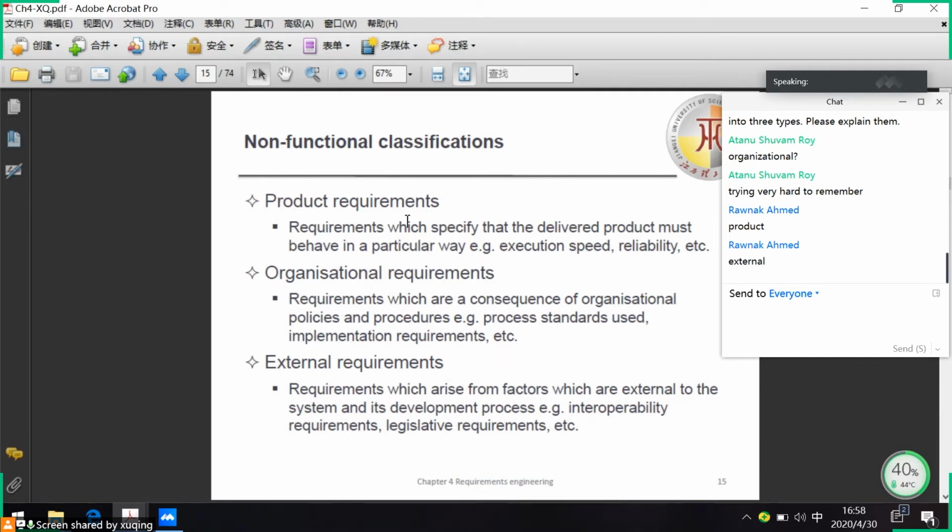Product requirements, which specify that the delivered product must behave in a particular way, like execution speed, reliability. Organizational requirements, which are a consequence of organizational policies and procedures, like process standards used, implementation requirements, etc. And external requirements, which arise from factors which are external to the system and its development process, like interoperability requirements, legislative requirements, etc.